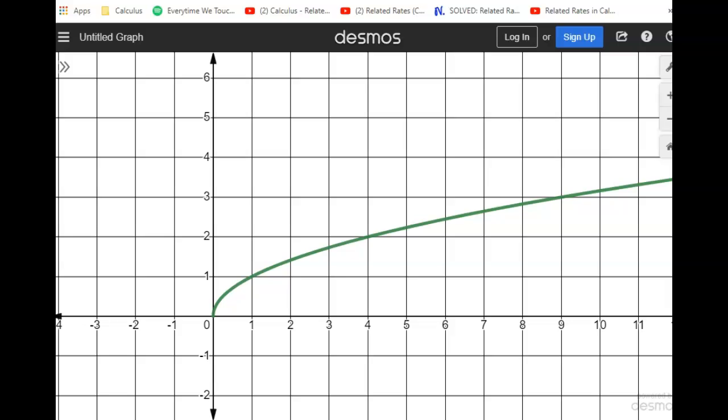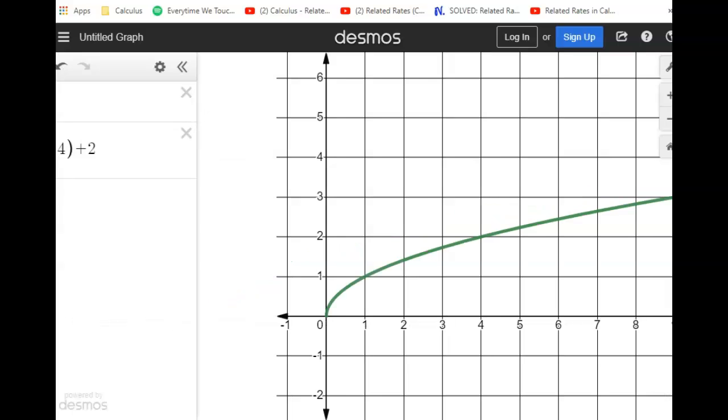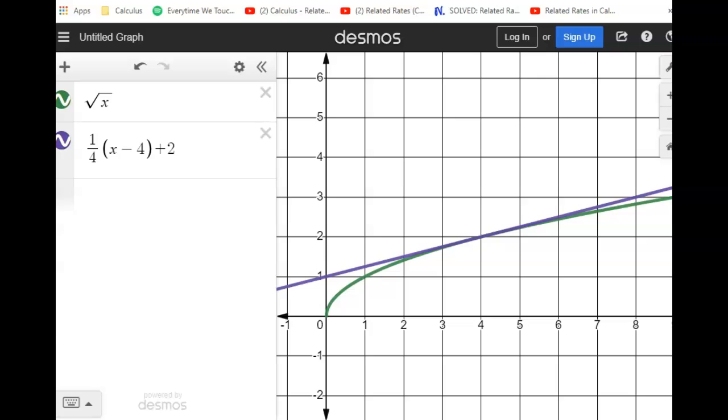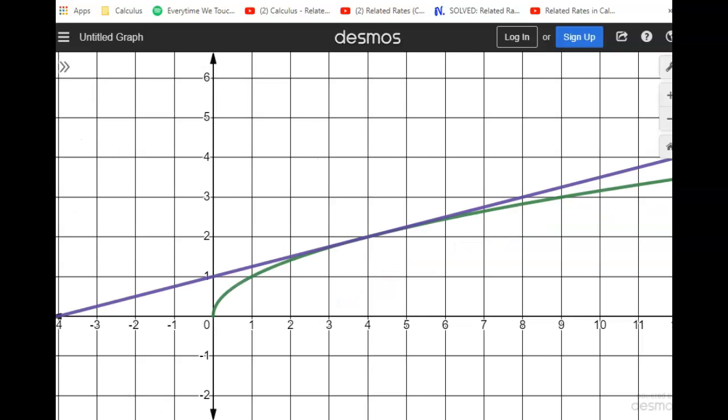So let's look at this point right here. If we're at (4, 2), this point right here, okay, if I were to draw the tangent line to that, it would look like this. Okay, that's a line tangent to the curve at (4, 2). You with me on that?